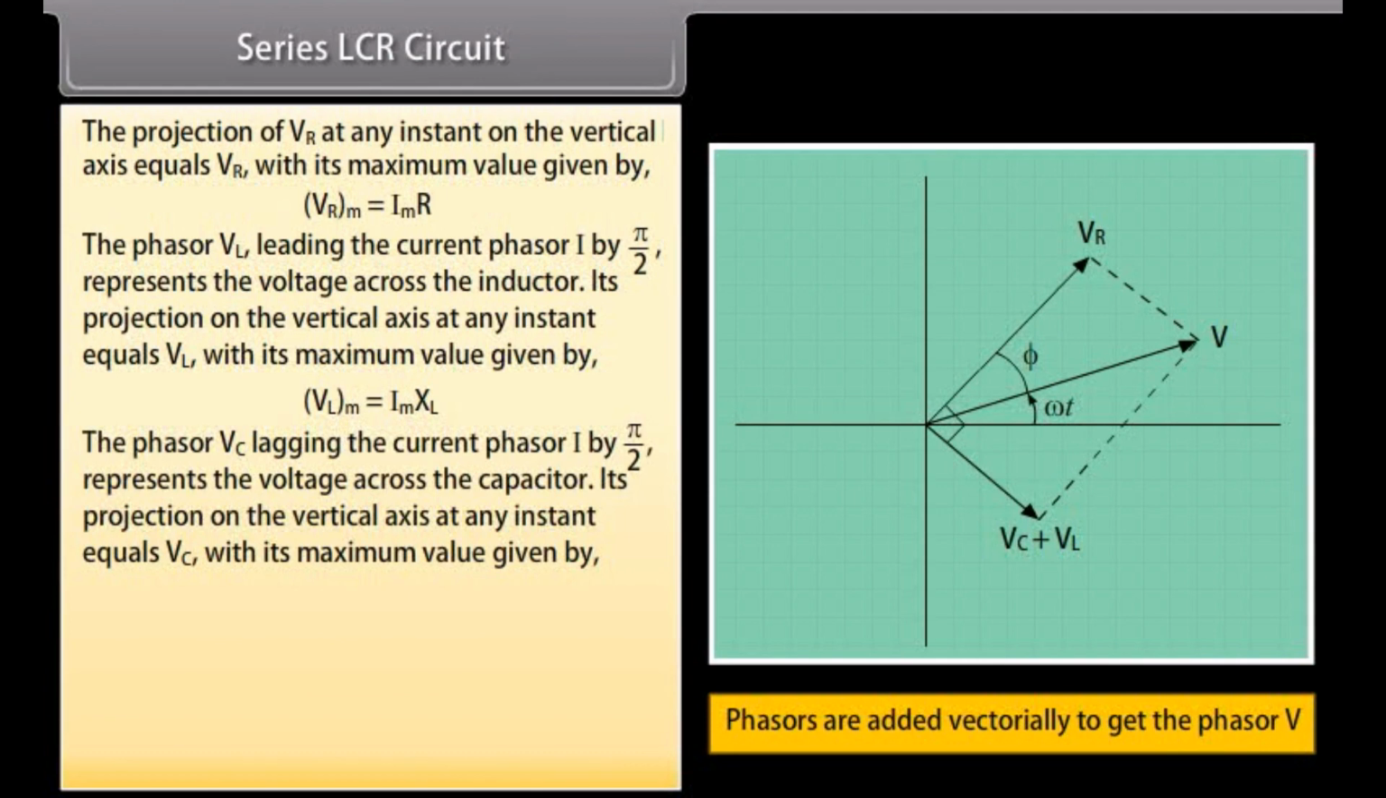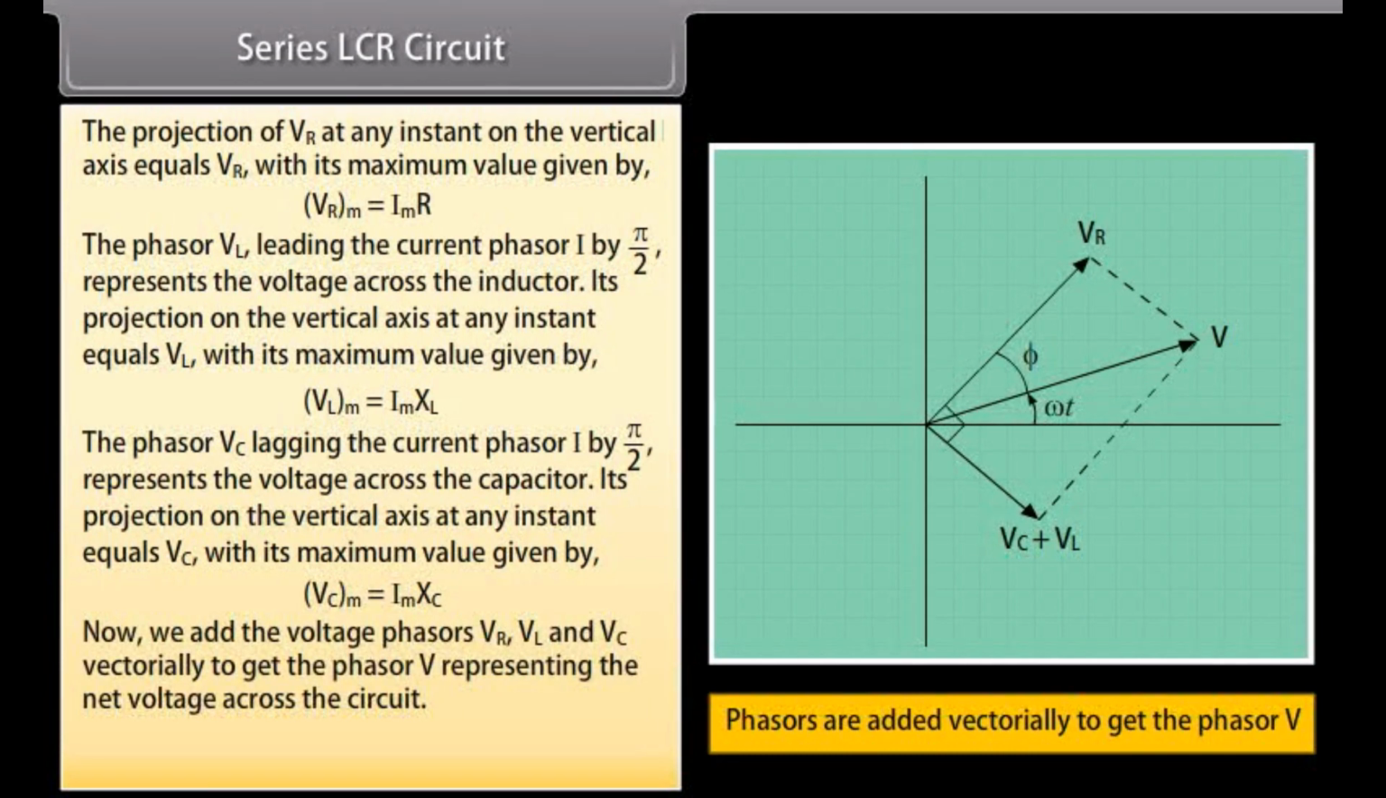The phasor VC lagging the current phasor I by pi by 2 represents the voltage across the capacitor. Its projection on the vertical axis at any instant equals VC with its maximum value given by the product of Im and XC. Now, we add the voltage phasors VR, VL and VC vectorially to get the phasor V representing the net voltage across the circuit.